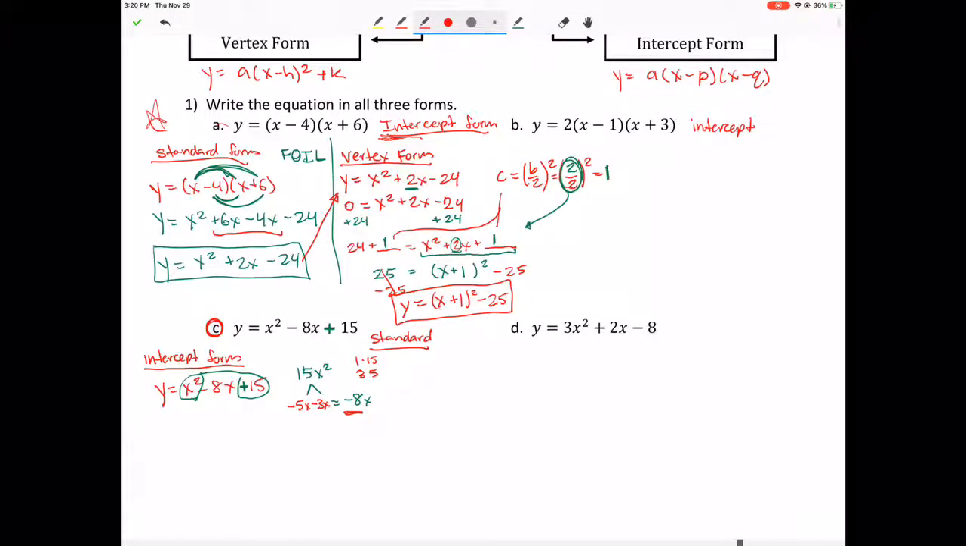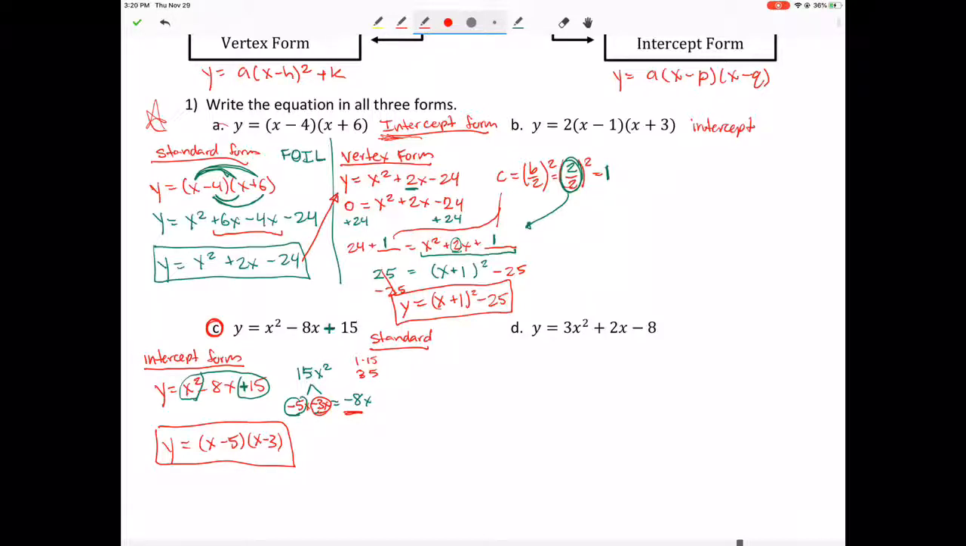Okay, so to write it in intercept form, we'll write our two parentheses. A is 1 for this one, so we wouldn't put anything in front of those two parentheses. But we will put in an x and an x, and then we will put in these numbers. So this gives us a minus 5, and this will give us a minus 3. And that is in intercept form.